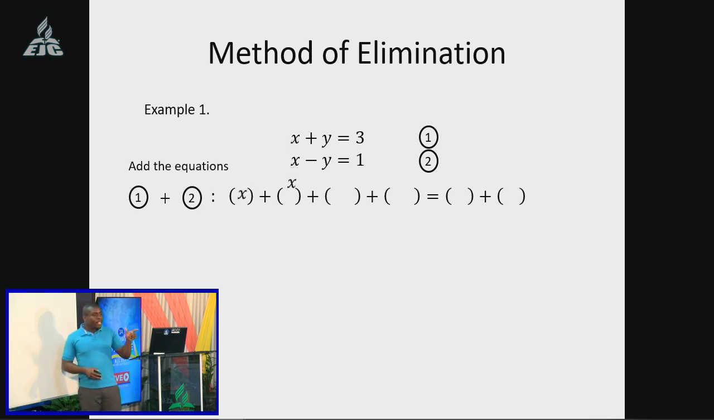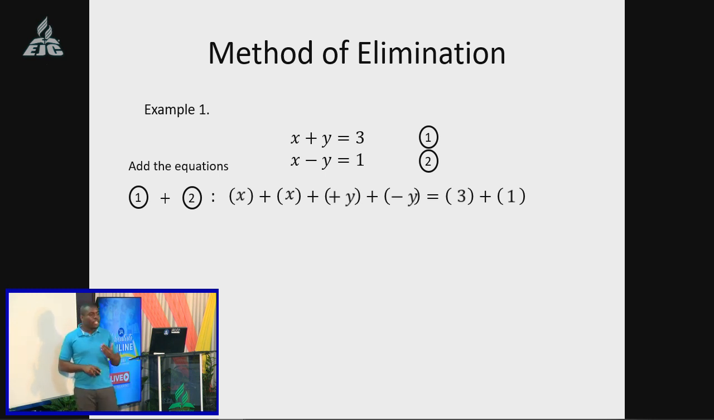We're going to add x from equation 1 to x in equation 2. Then we're going to take positive y from equation 1, and we're going to add that to negative y from equation 2. And of course, don't forget your constants. We must add those as well. So all the elements of the equations are added, showing equation 1 plus equation 2.